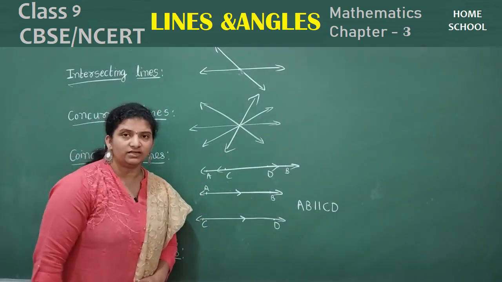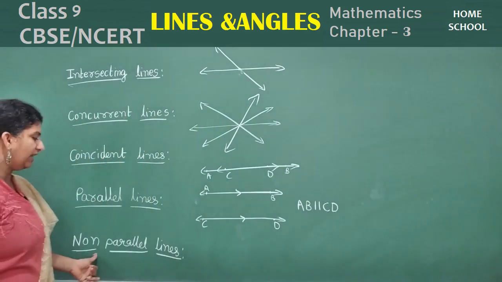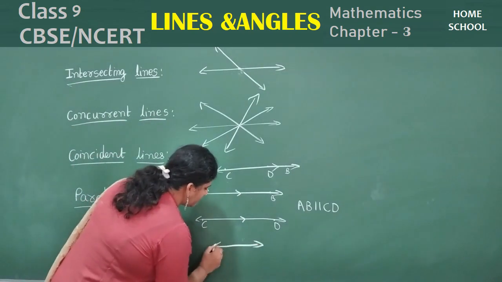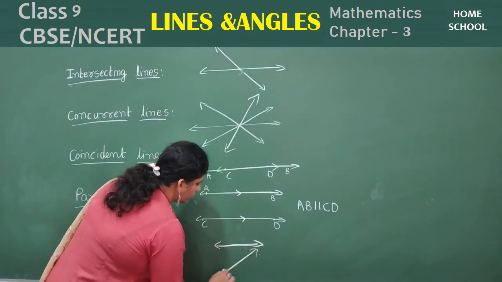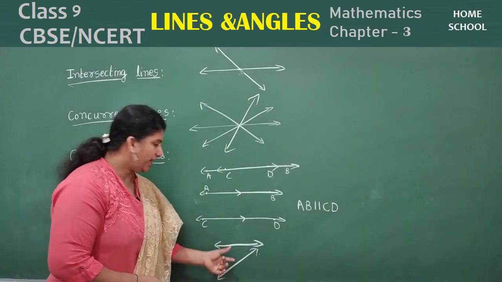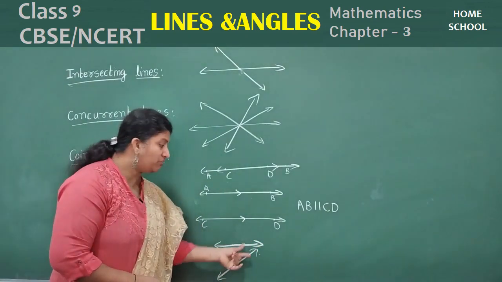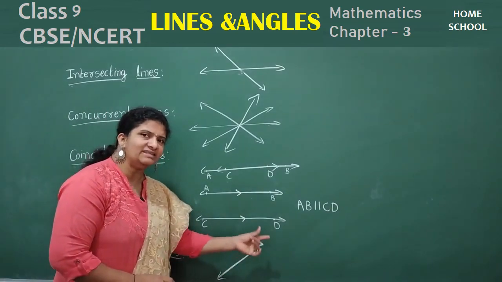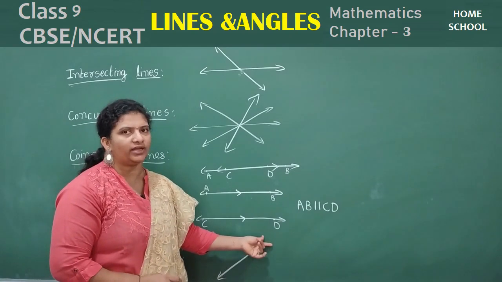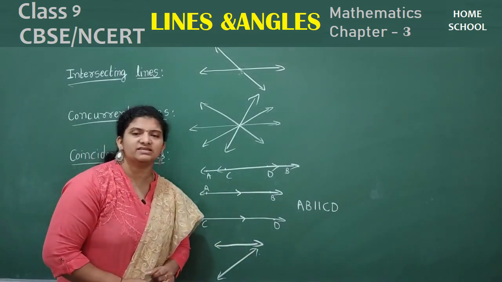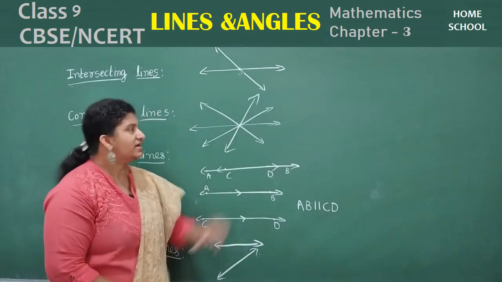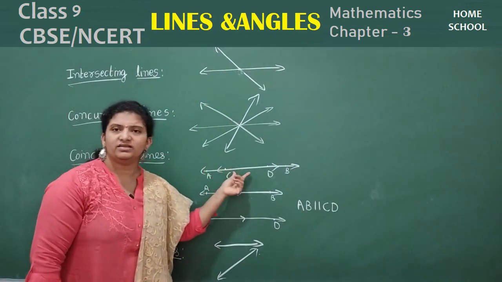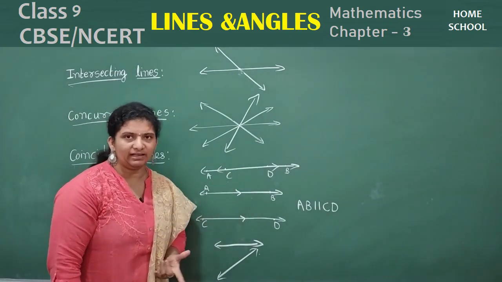So now comes non-parallel lines. What are non-parallel lines here? Suppose look here carefully. So there are two lines, when extended, they may meet at one particular point. Means the two lines are going to intersect at one point. Then this type of lines are non-parallel lines. See here, these two are non-parallel, and here these are also non-parallel.